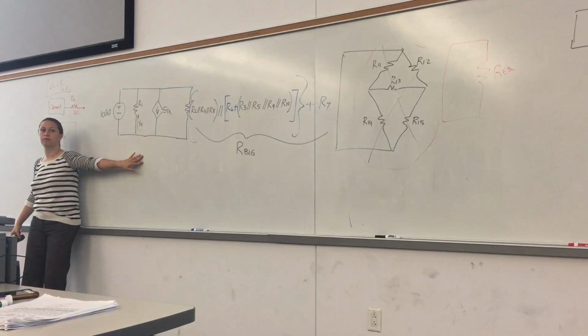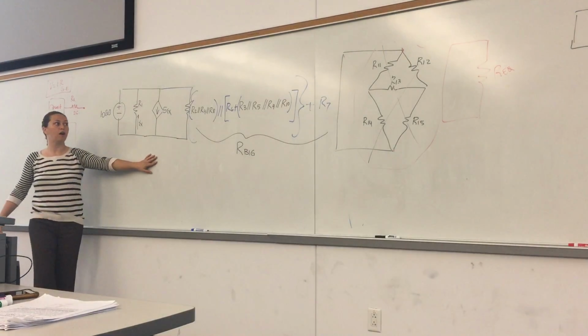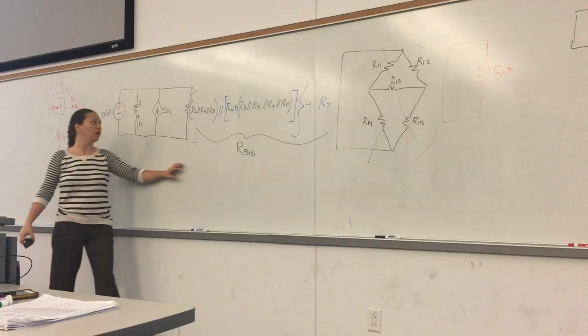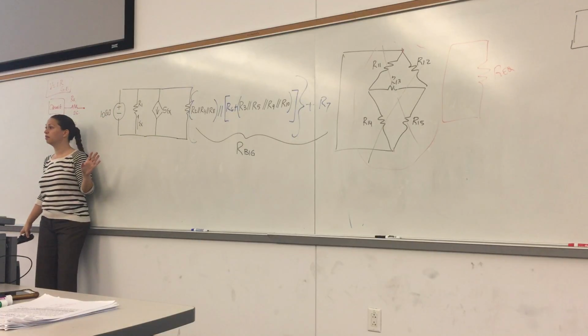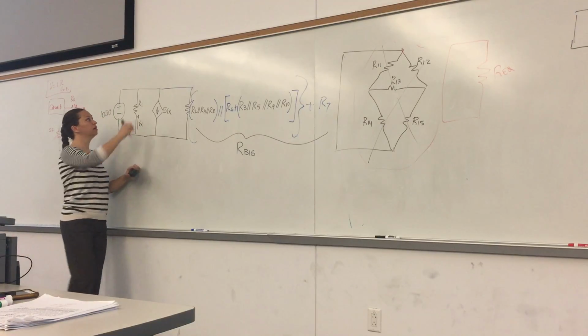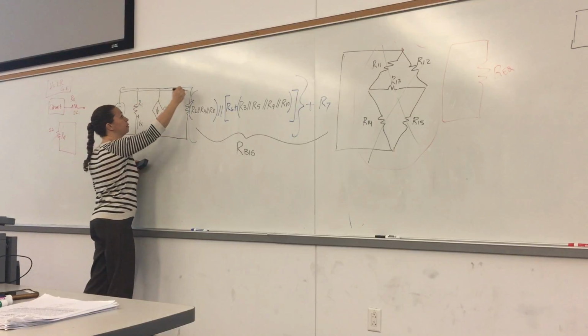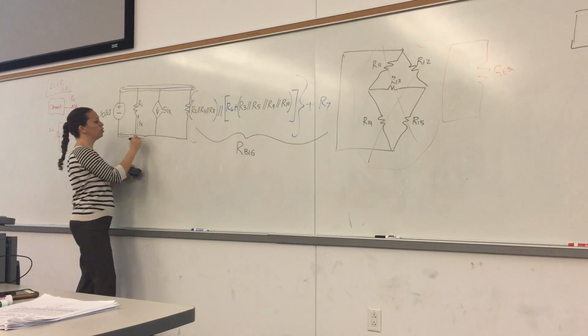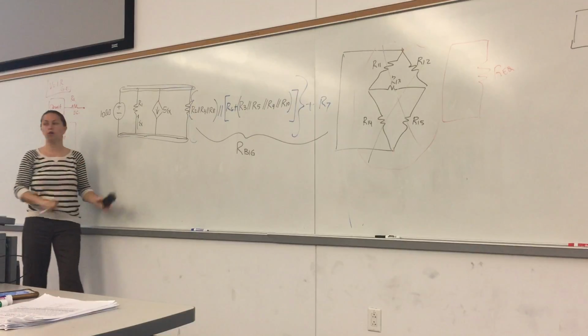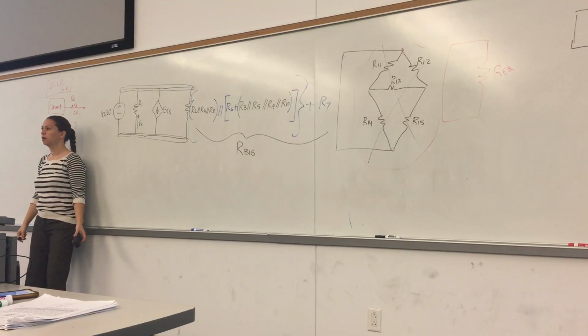Well, you can't combine them. What about R1? R big and R1, are they in parallel? They're in parallel, right? They share the same node pair, same nodes. Can I combine? I shouldn't. Why?